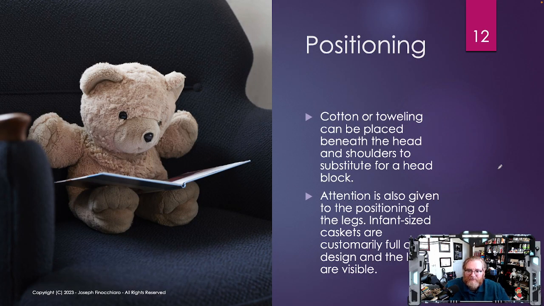Cotton or toweling can be placed beneath the shoulders and head to substitute for a head block. Attention is also given to the positioning of the legs. Infant-sized caskets are customarily full couch design, and the legs are visible.